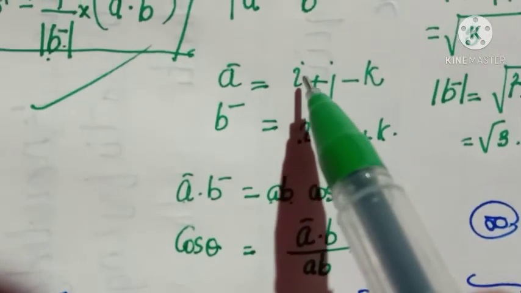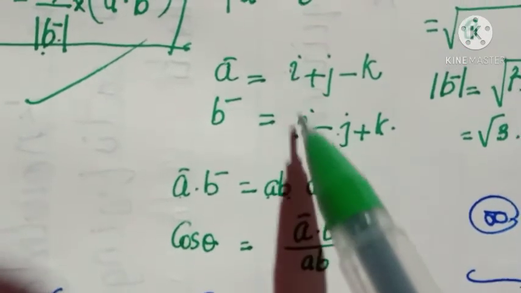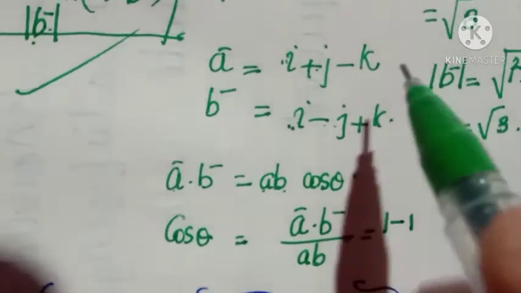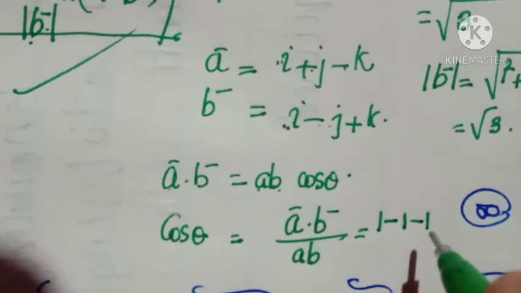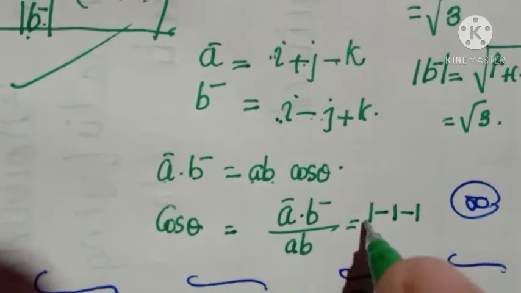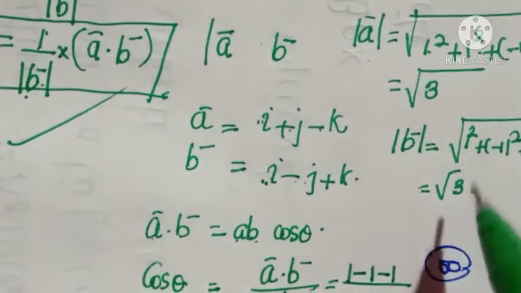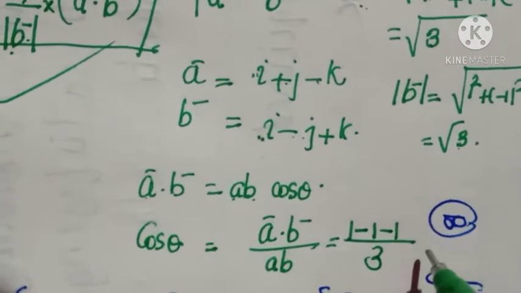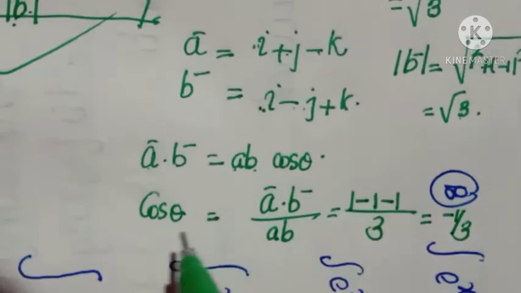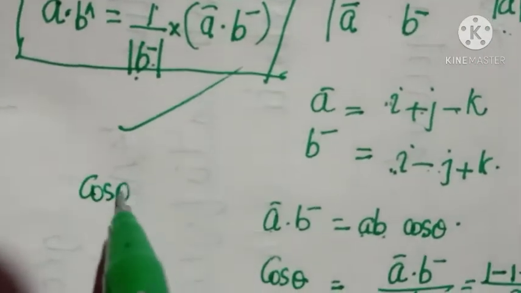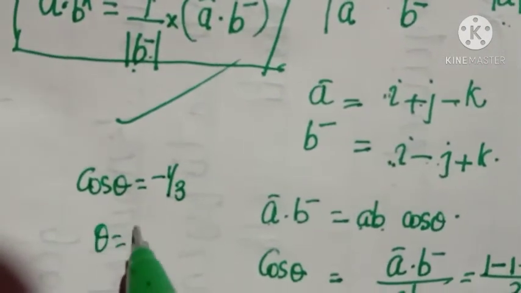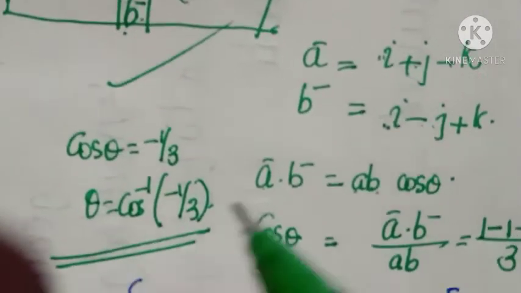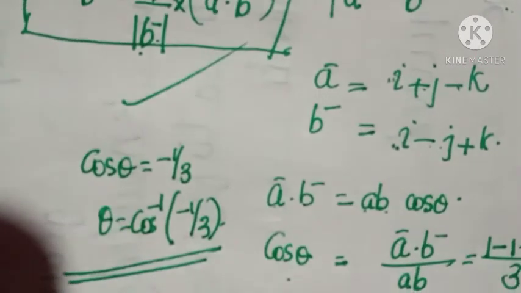What is A dot B? How to find A dot B? Just multiply the coefficients. 1 into 1, 1. 1 into minus 1, minus 1. Minus 1 into 1, minus 1. So it is minus 1 by AB, magnitude of A into magnitude of B. That is root 3 into root 3, 3. So this is minus 1 by 3. Cos theta is equal to minus 1 by 3. So what is theta? Theta is equal to cos inverse of minus 1 by 3.